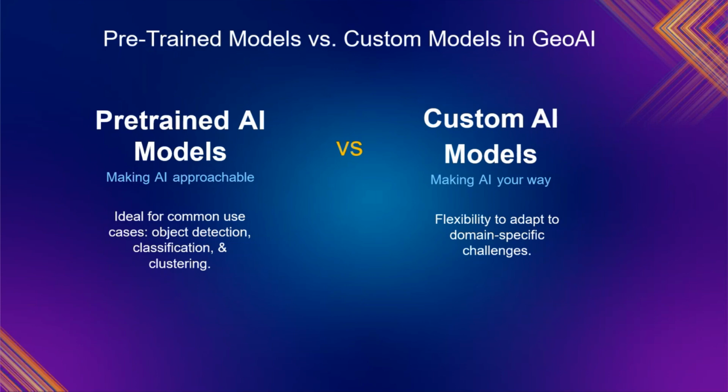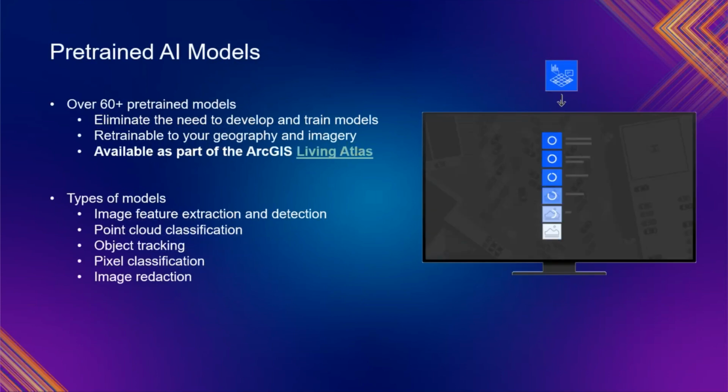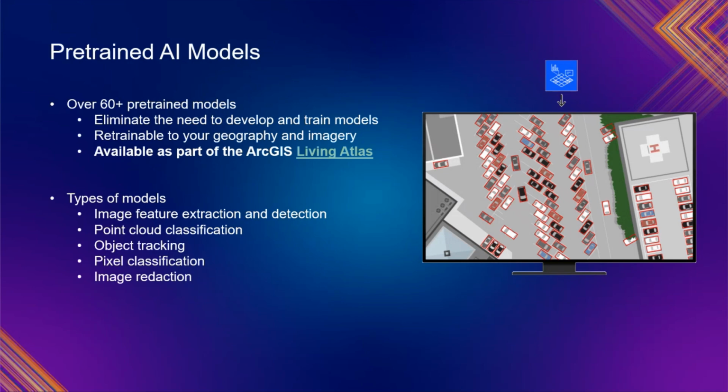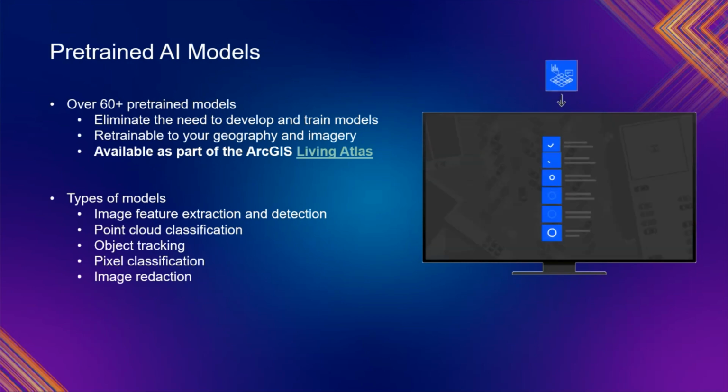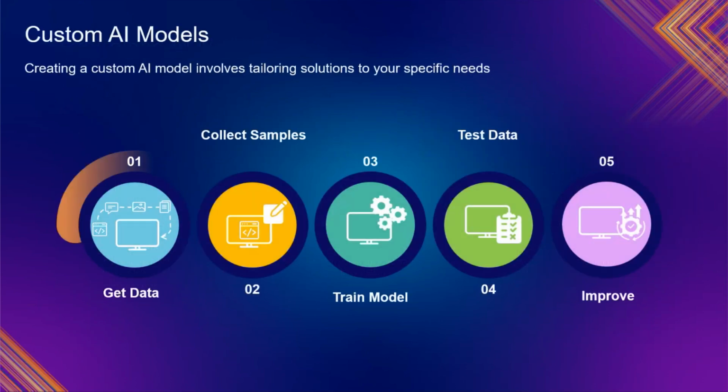Now there come the custom AI models. This is an example of the pre-trained models. We have over 60 pre-trained models available where you can do all these kinds of feature extraction and result-oriented analysis quickly. Then when it comes to the custom models, I'll come back to this.